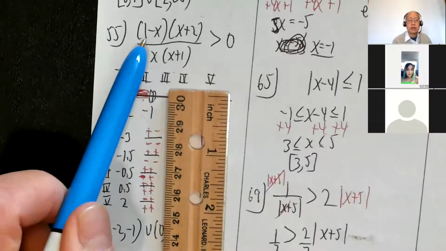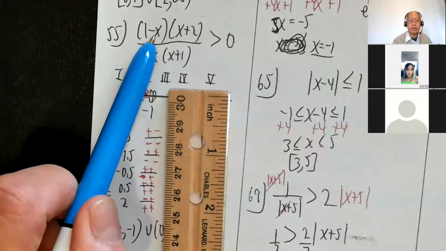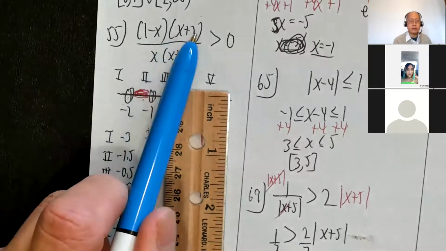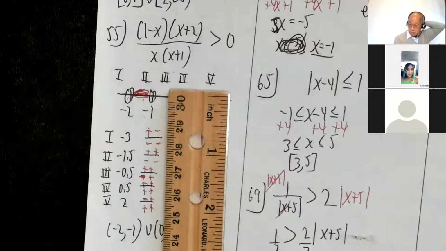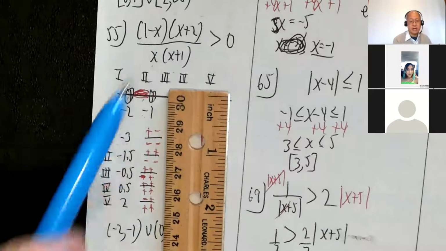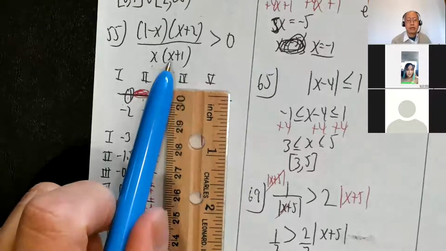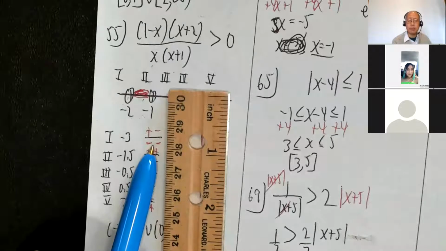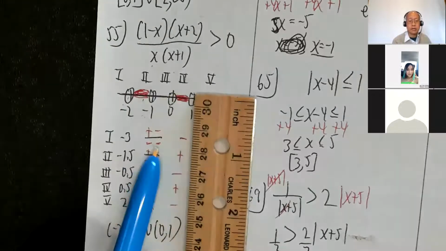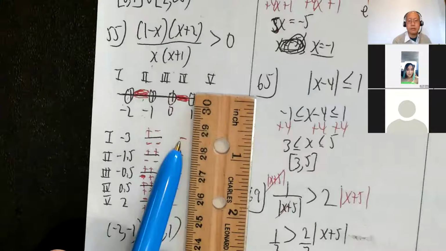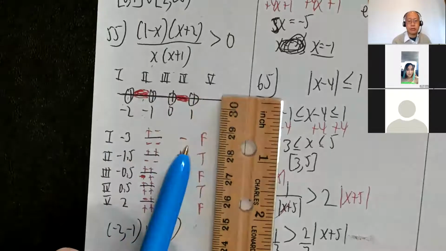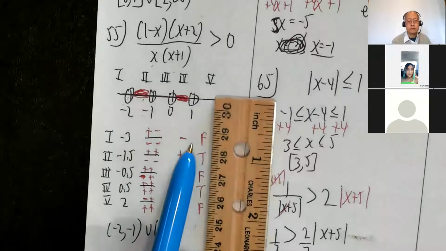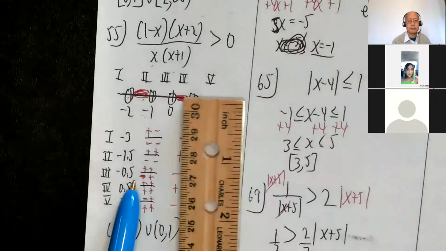Okay, negative 3. 1 minus a negative 3, positive. Negative 3 plus 2, negative. Negative 3 is negative. Negative 3 plus 1, negative. 3 negatives. When you multiply and divide, 3 negatives end up with a negative. Negative greater than 0? No, that's false. Do not shade in region 1. Do the same thing for all the others.